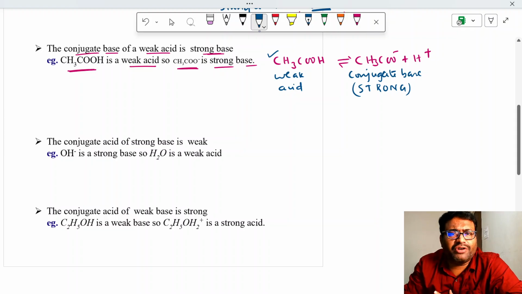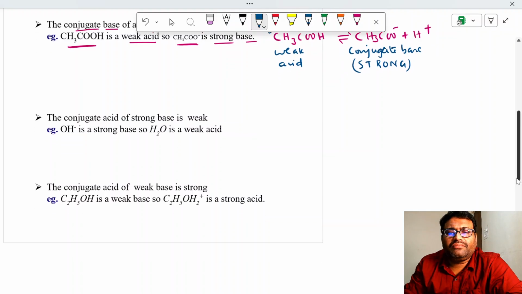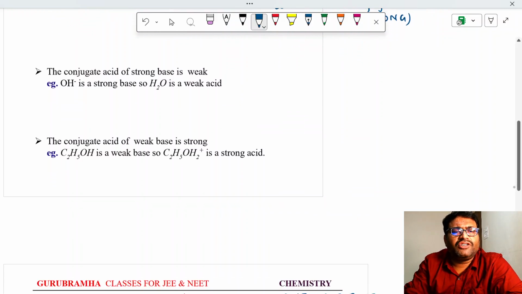This point you need to remember. Simply remember that. Here, acetic acid does not have a tendency to release a proton, so the acetate ion will have more tendency to gain a proton. Okay. Next, let us see that the conjugate acid of a strong base is weak.